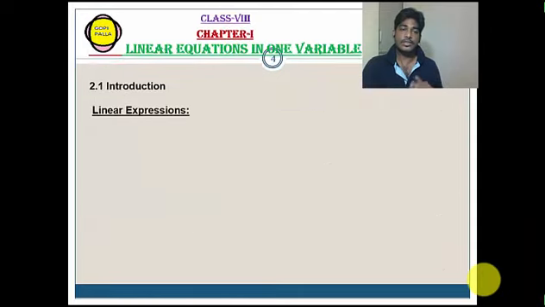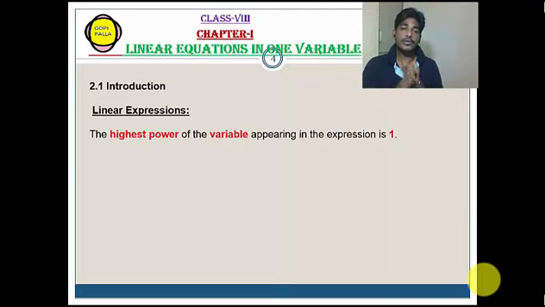First we'll see what linear expressions are, then we'll go to linear equations. For a linear expression, the highest power of the variable matters. We know what variables are from the previous slide: x, y, z, or t, k, anything which takes different numbers in order to fulfill the objective, like our problem of a maximum of 10 books in a bag. The highest power of the variable appearing in the expression is 1. So the highest power should be either 0 or 1.